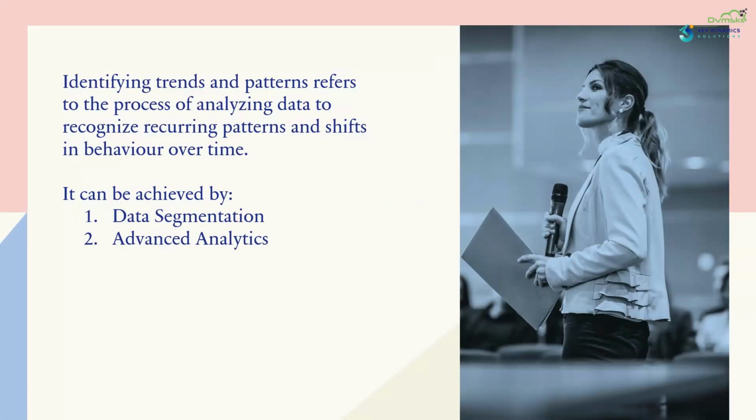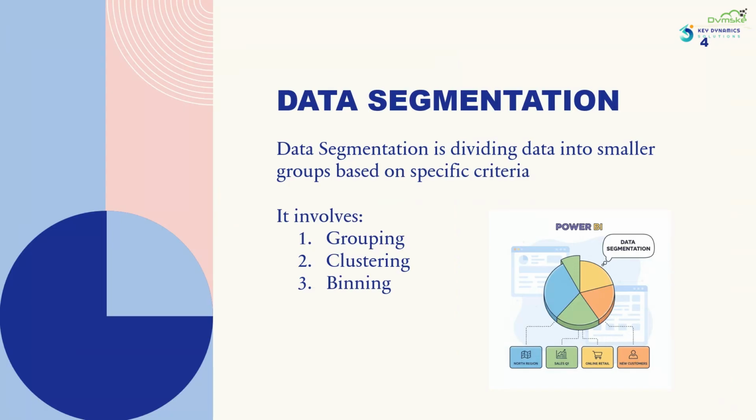Identifying trends and patterns means analyzing data in such a way that we can see recurring behaviors or shifts over time. For example, sales increasing every festive season or sudden drops in a particular month. This can be done mainly in two ways: through data segmentation and advanced analytics. Data segmentation is simply dividing data into smaller groups based on specific criteria. This makes the analysis easier and more meaningful.